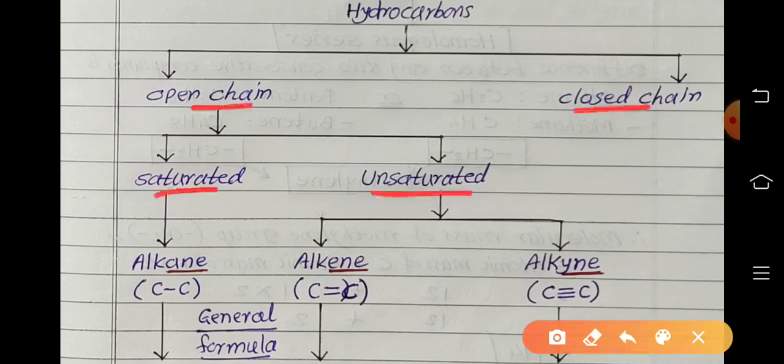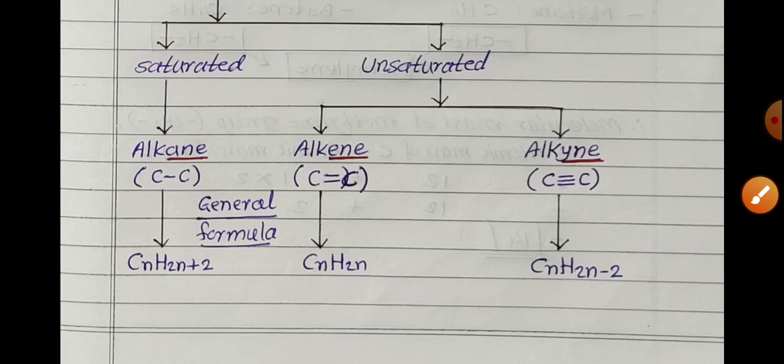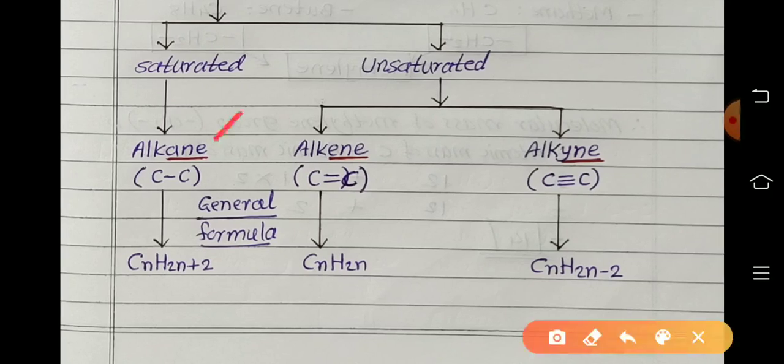Alkane means only carbon single bonds are present. Alkene, with "ene" at the end, has a carbon double bond. And alkyne, with "yne" at the end, means a carbon triple bond is present in the hydrocarbon compound. So that's why, when a single bond is present, it is called alkane. When a double bond is present, it is in general alkene, and when a triple bond is present, then alkyne. So general formulas are given.